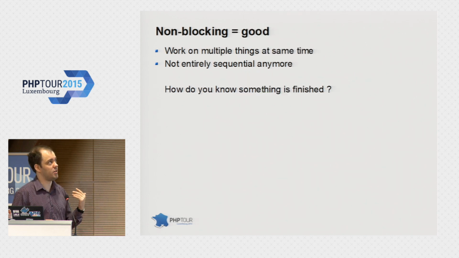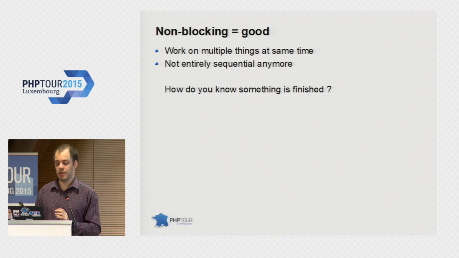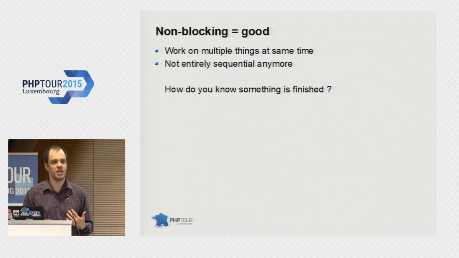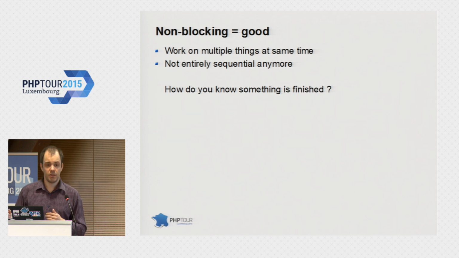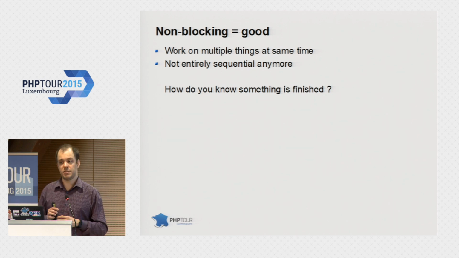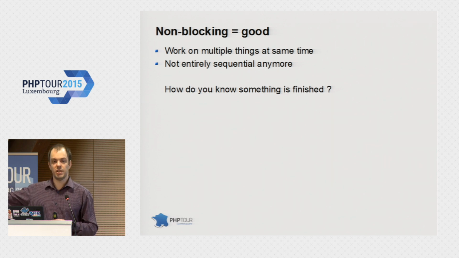So non-blocking stuff is very good because it means you can work on more than one thing at the same time. And you get rid of that sequential situation, partially of course, because you still are processing things sequentially, but at least you can tell it to go out and do stuff while you're doing other stuff in the meantime. The big question is, when you tell PHP, go and process this thing, how do you know when it's finished?